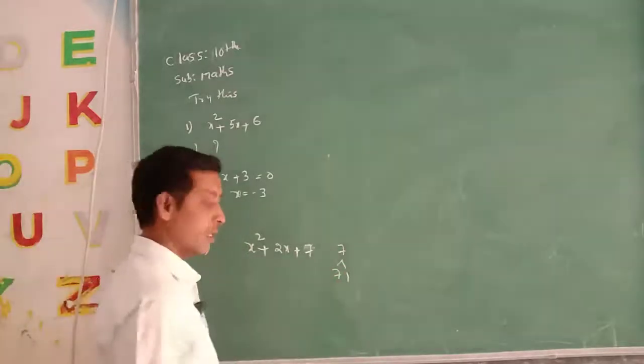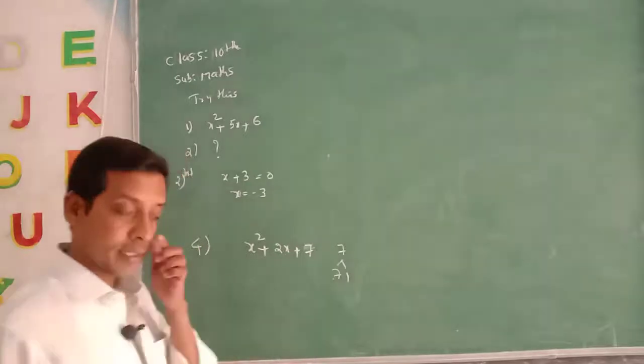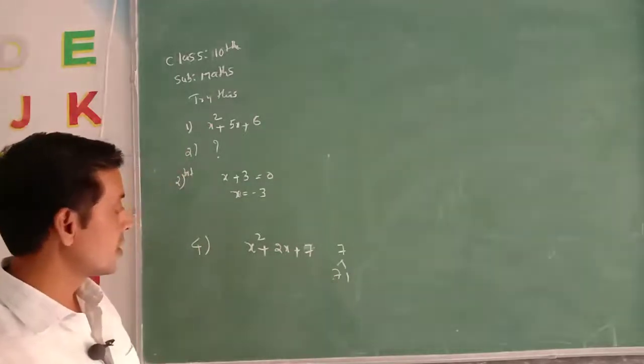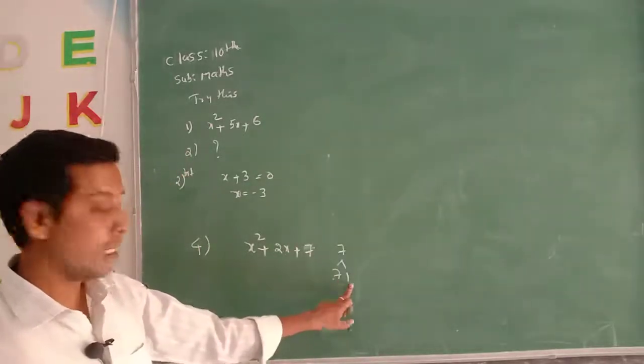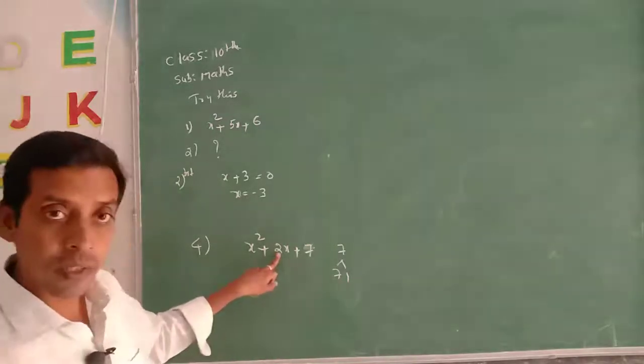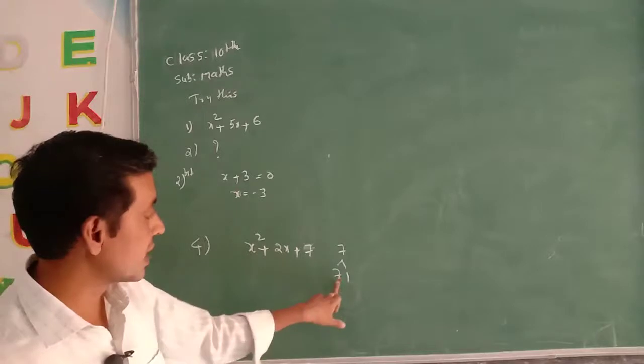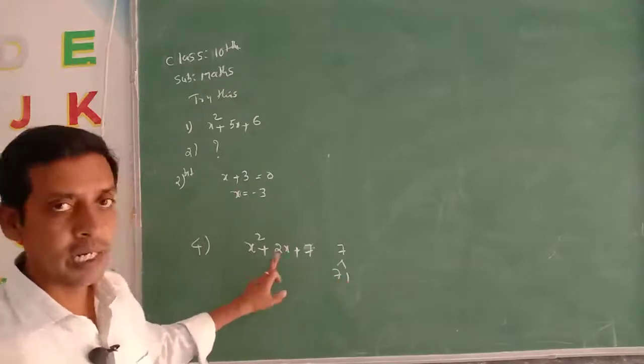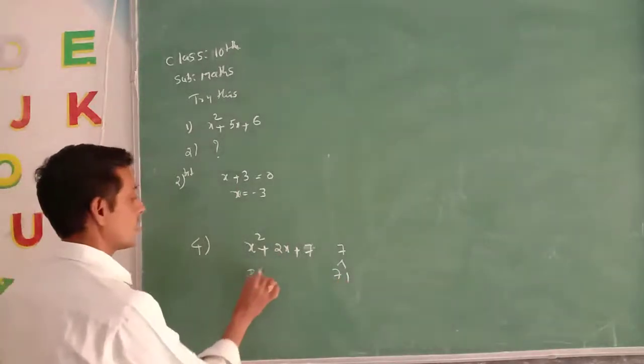7 plus 1 means what? 8. 7 minus 1 means what here? 6. So what is there here? The number 2 is there here. So if we do the addition or subtraction, we will get the middle number. Is it possible? It is not possible.